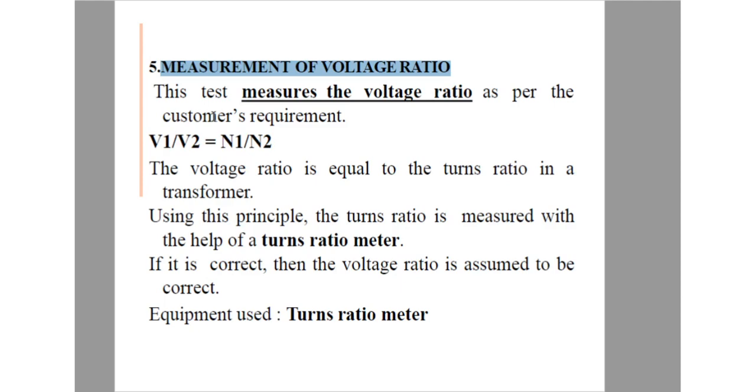Using this principle, the turns ratio is measured with the help of a turns ratio meter. If it is correct, then the voltage ratio is assumed to be correct. And the equipment which we are using is the turns ratio meter.